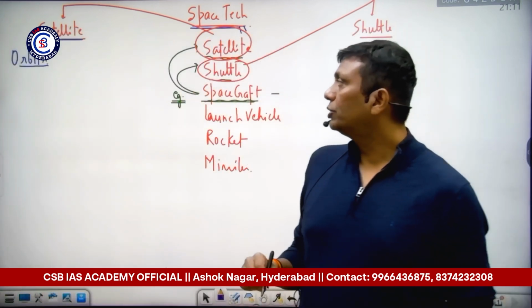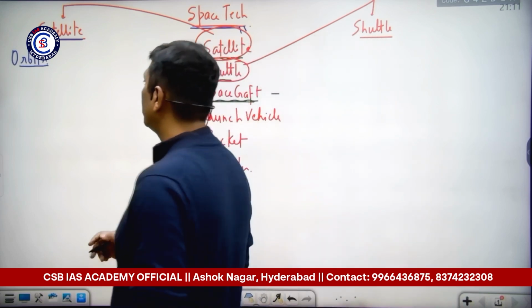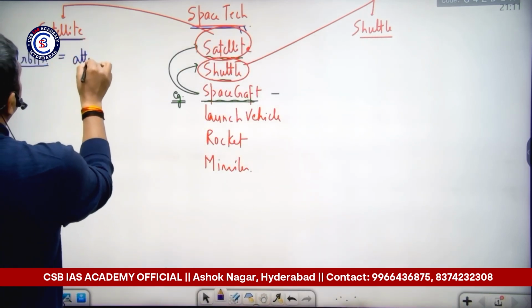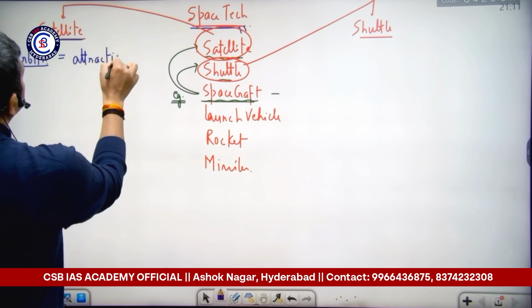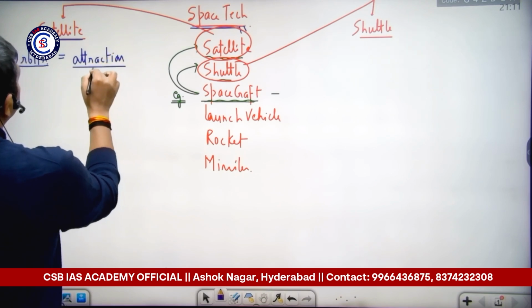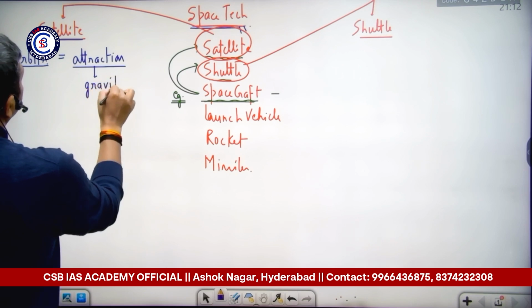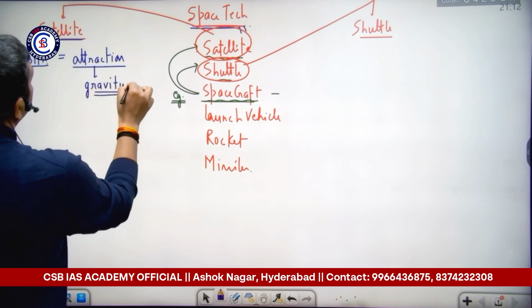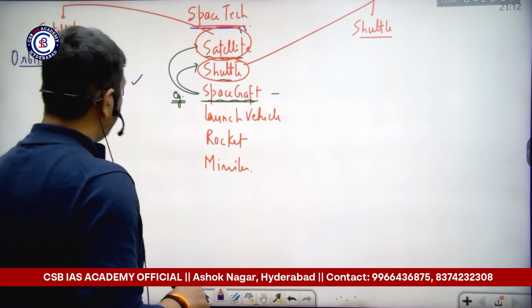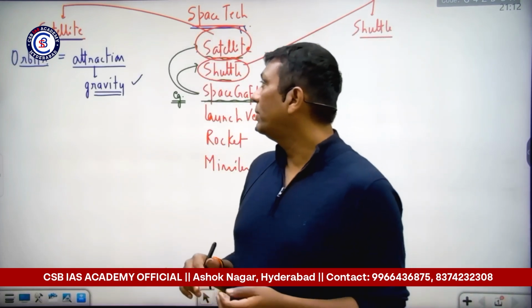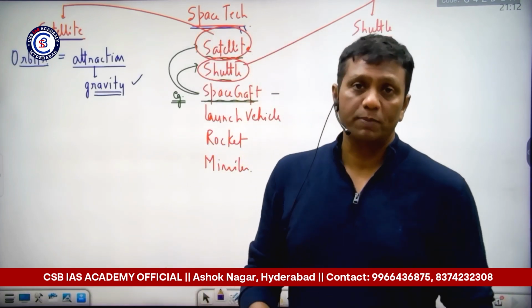Okay, so now the question is, what is an orbit, where we are putting our satellites? Orbit means, guys, a kind of attraction. Definitely you would like to know, sir, what is attraction? In respect of Earth, Earth's attraction is called gravity. We are sending a satellite into such orbits. Orbit means attraction, and attraction means gravity in respect of Earth.